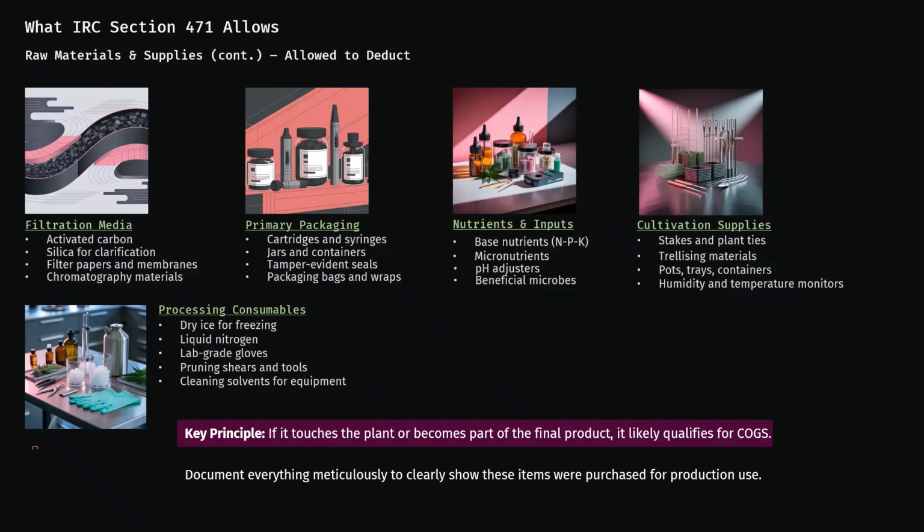Now, here's the key. All of these must be used directly in production, and you need a system to track them by batch, by room, by lot, something that makes the IRS say, okay, that's reasonable. So the takeaway here is good cost tracking turns tax pain into tax savings, and these raw materials and supplies are your starting point.